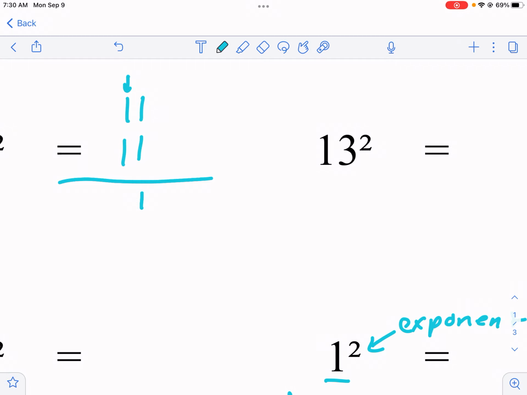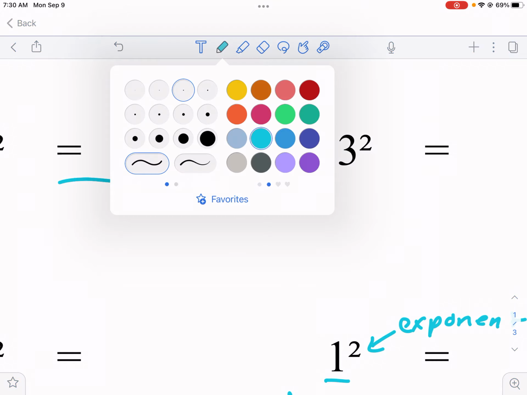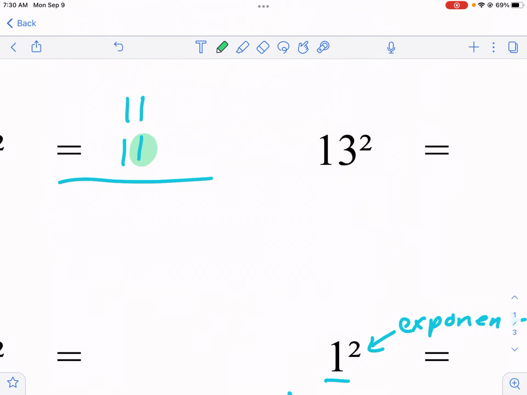Okay, actually, let me change. I'm going to color code this. I've done this before in other videos if you want to check those out. But I'm just going to do that number first, the ones place. So 1 times 1 is 1. 1 times 1 is 1. I'm moving on to the tens place. So let me change colors for that. I'm going to do purple now.